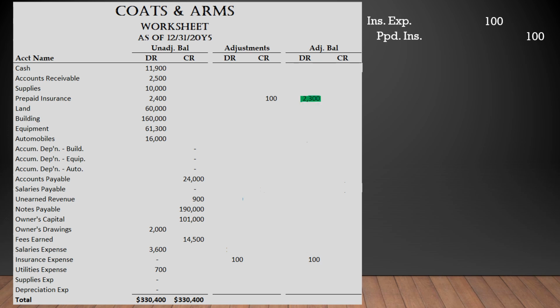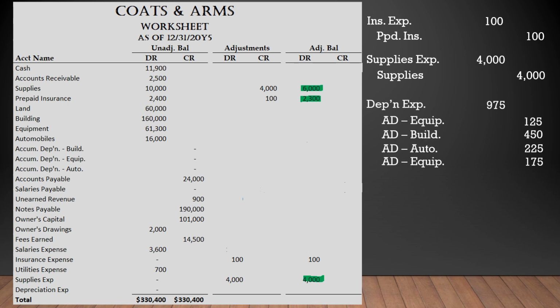From our supplies adjusting entries, we transfer our debit to supplies expense and our credit to supplies. You can observe the updated balance in the adjusted balance columns to the far right. After posting the amounts to our worksheet, the amounts in the adjusted balance columns will match the amounts in the general ledger, or our T accounts.